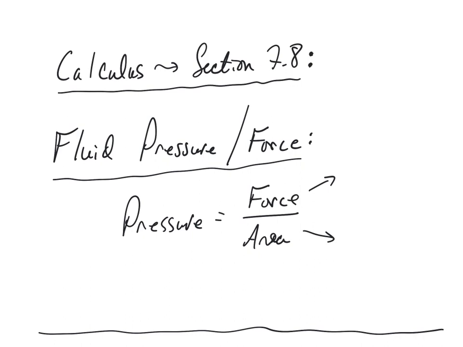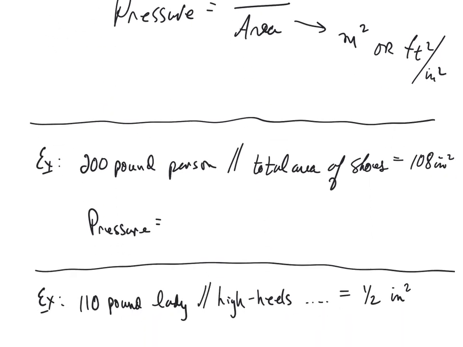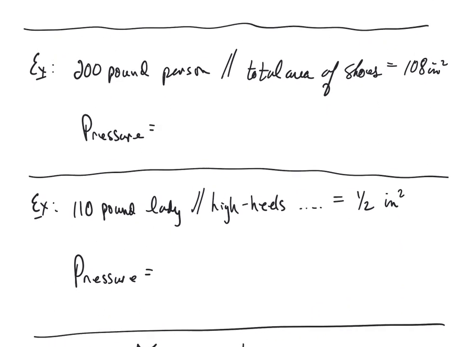either measured in newtons, or in the US system, we could also measure in pounds. And then area is traditionally either measured in square meters or square feet. But we could also measure in square inches as well, or square centimeters, depending upon the application. All right, so some nice simple examples of pressure would be these two.